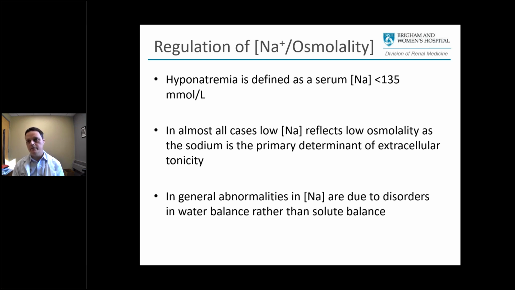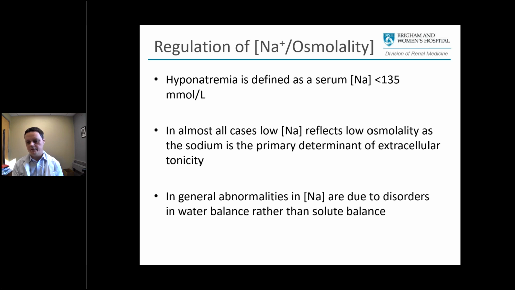And so if we use salt tablets to treat low serum sodium levels, people ask, why isn't this just a means of giving back salt to people who are depleted? But the vast majority of these patients aren't actually salt depleted. They've just got too much water on board. And that's a really important concept to keep in mind.